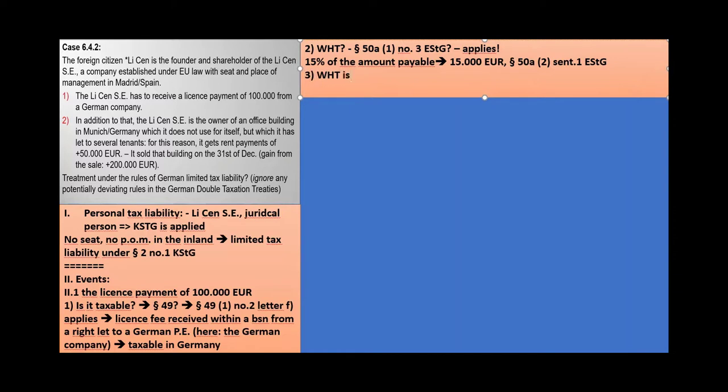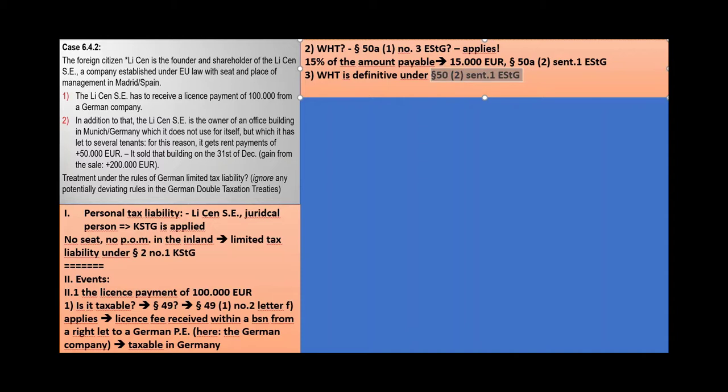So withholding tax is definitive according to, and that was a mistake, ladies and gentlemen. It was not 52 sentence 1 ESTG. No. Why? Why could it not be that?